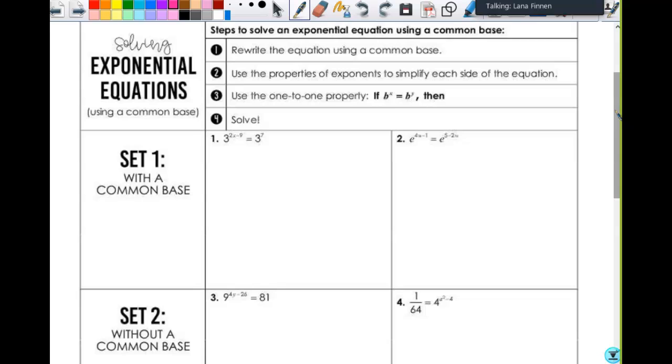And then the new part here is our one-to-one property that says if b to the x equals b to the y, then x equals y. Okay, that should hopefully make sense. So if you look at number 1, we're not actually doing number 1, but we have 3 to the 2x minus 9 power equals 3 to the 7th. So if these two really are equal, then the two exponents have to equal each other. That's the only way you're going to get the same number out of it, right? So it's a very simple little property here. So we're going to start with number 2.